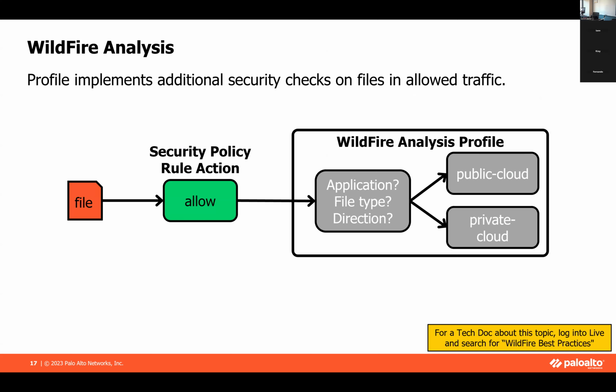The profile itself needs to implement additional security checks on files allowed in the traffic. So what that means is a file comes in, our security policy is set to allow. Then the Wildfire analysis profile is going to say, okay, what application, what file type, what direction, are we going to send that up to the public cloud or to the private cloud?